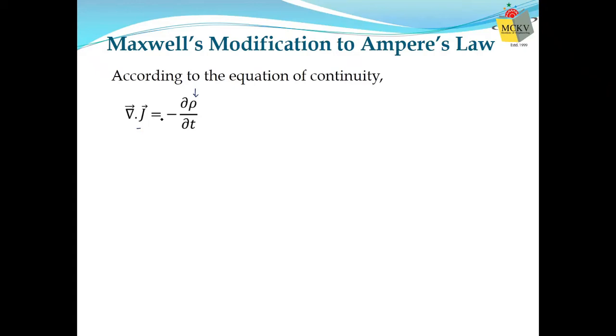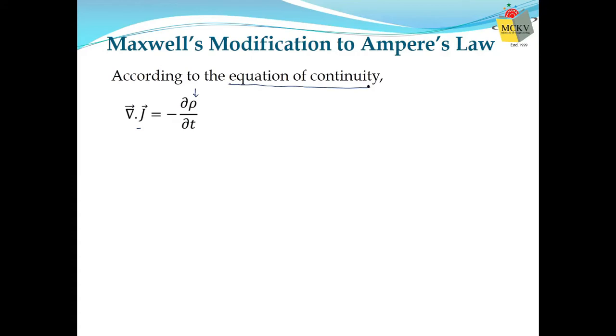So the divergence of the current density is equal to the decrease in rate of change of charge density. So that was given by the equation of continuity. So under that situation, divergence J equals minus del rho del t. So Maxwell borrowed this equation. This is called the equation of continuity. He utilized that equation.